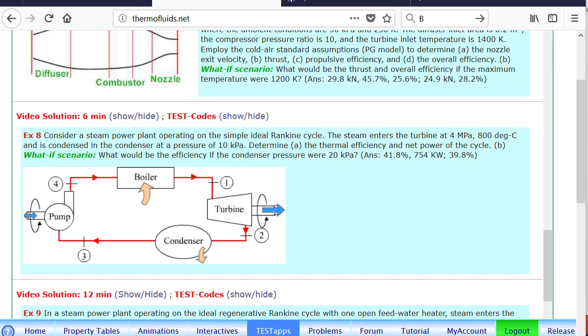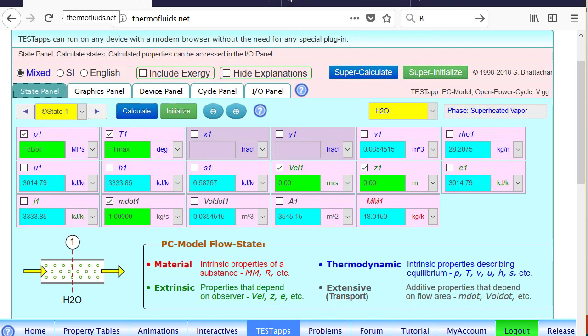This particular problem is a simple Rankine cycle. You should go over this before modifying any cycle. To expedite the solution, I have already solved the problem in a different window, and I'll just walk you through every step I have followed.